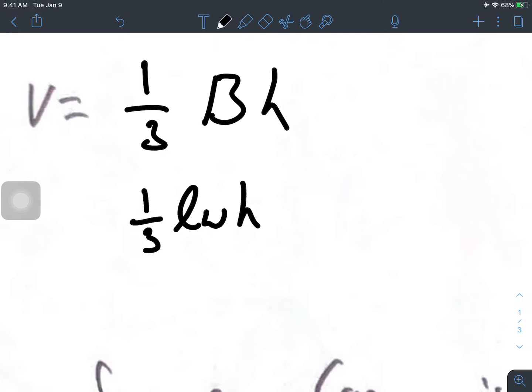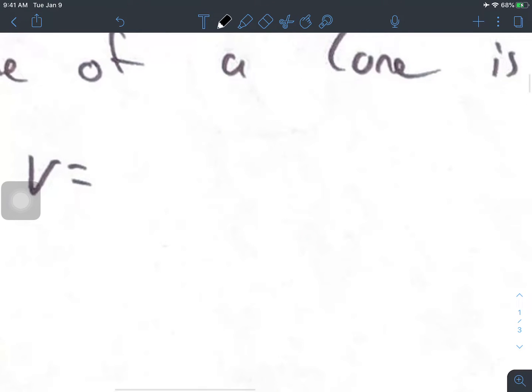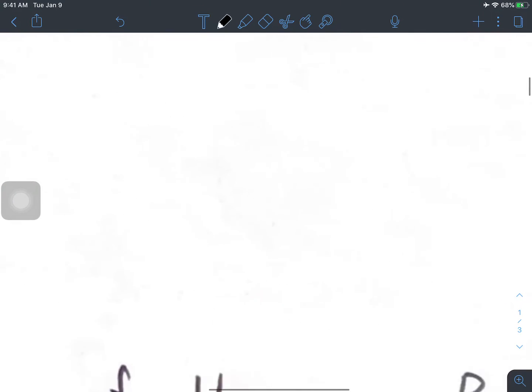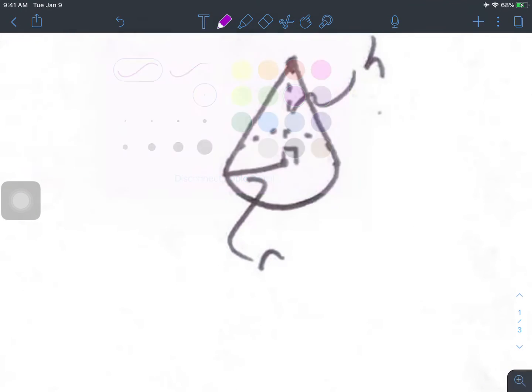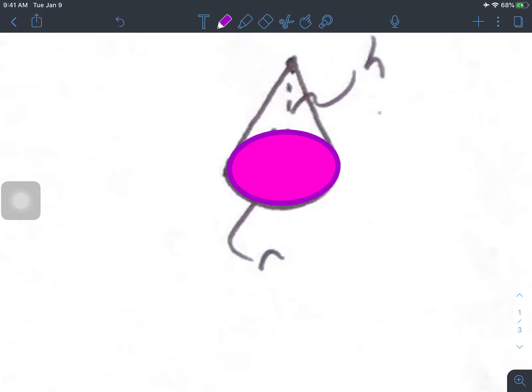Now, the nice thing is, when we start looking at cones, the formula is exactly the same. 1/3 times the area of the base times the height. The only difference is, for a cone, the area of the base is always going to be dealing with a circle.